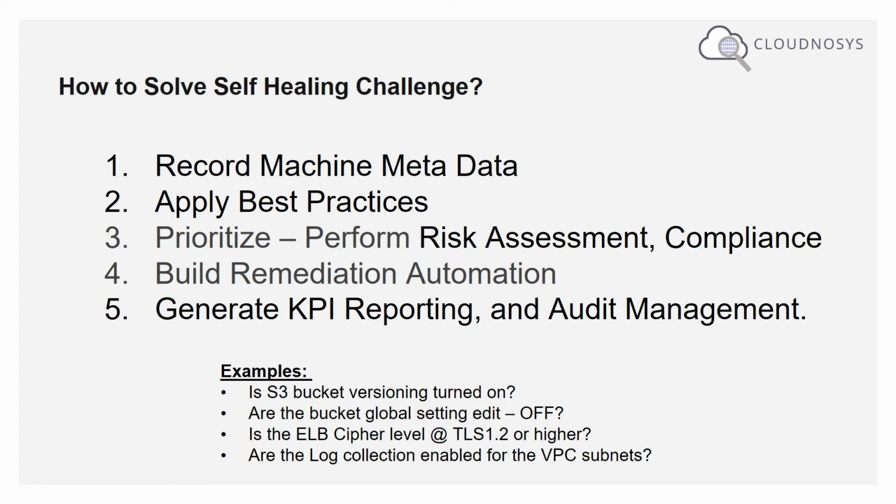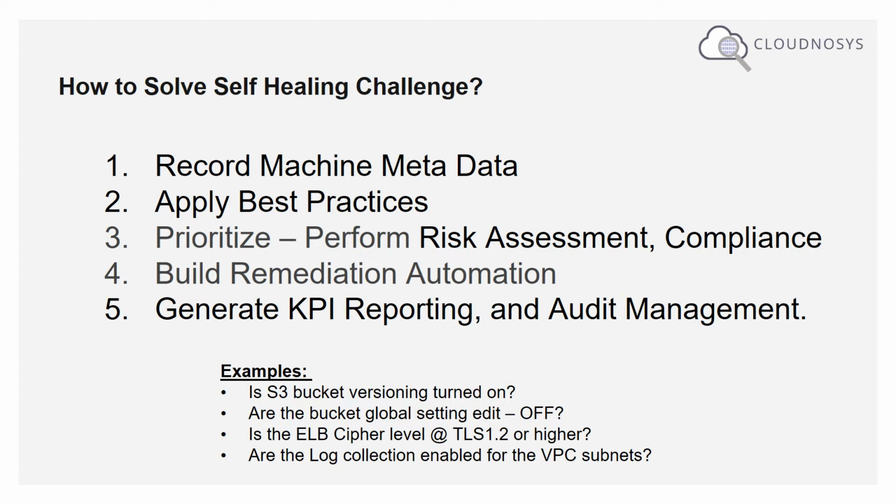Is the ELB cipher level at TLS 1.2 or higher? That's a best practice. So how do you record the machine data on it? Well, we're going to get into that in more detail, and then of course you have to assign risk elements to these. Some best practices are very specific around your compliance areas, like some of the ones I mention here below. One is disaster recovery, the other one is cipher levels, and so on.